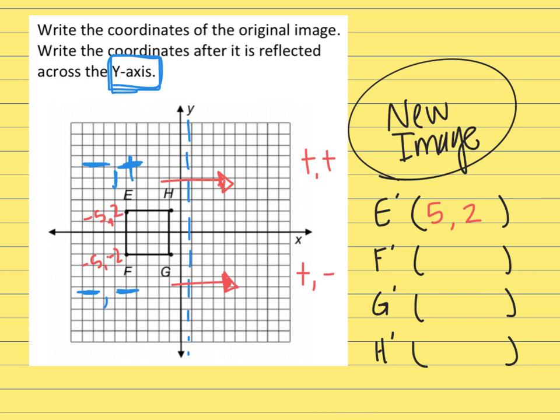All right, moving down to letter F. Letter F was negative 5, negative 2. It's going to move over to quadrant 4, which means now your x value needs to turn positive, but your y value stays negative. So now this one would be positive 5, negative 2. Now if I repeat that same process for the G, G was originally negative 1, negative 2. But now when it moves over here, it's going to be positive 1, negative 2.